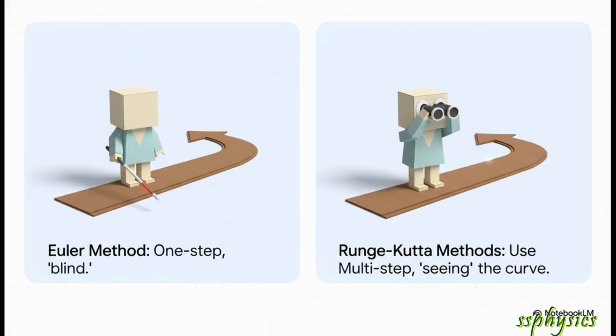You can think of the Euler method as being blindfolded. It feels for the slope once, right at the start, and then walks in that direction for the entire step. The Runge-Kutta methods, on the other hand, are much smarter. They kind of peek ahead. They sample the slope at multiple points inside the step, which gives them a much, much better feel for the true shape of the curve.